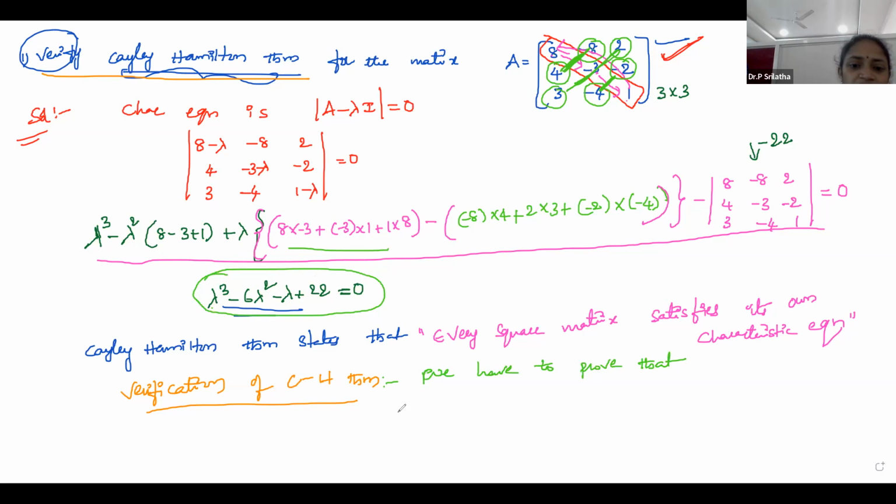Okay, instead of lambda, here we need to write A. So that is A cube minus 6A square minus A plus 22. Here we have a constant, no? In that case, we need to put I here. So here we need to prove this equation, that is A cube minus 6A square minus A plus 22I equal to 0. Okay, up to here, is it clear? Okay. Shall I erase?